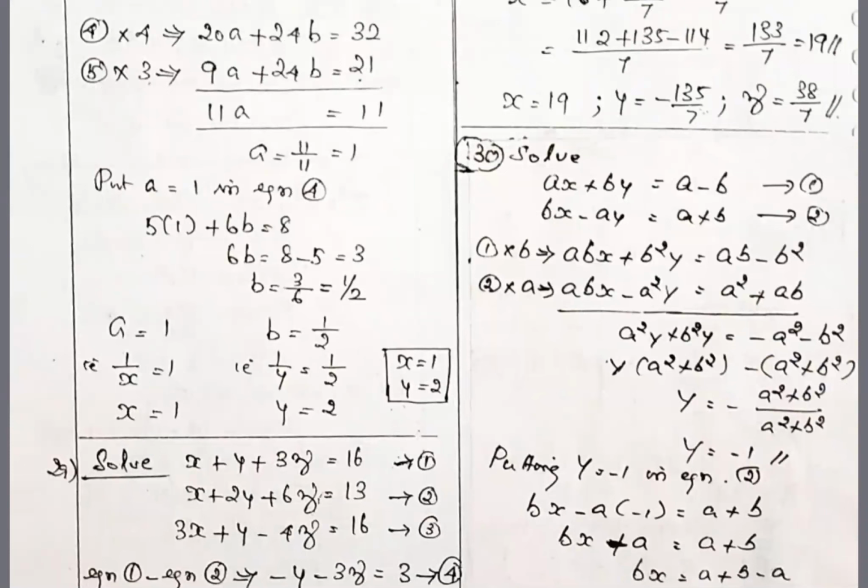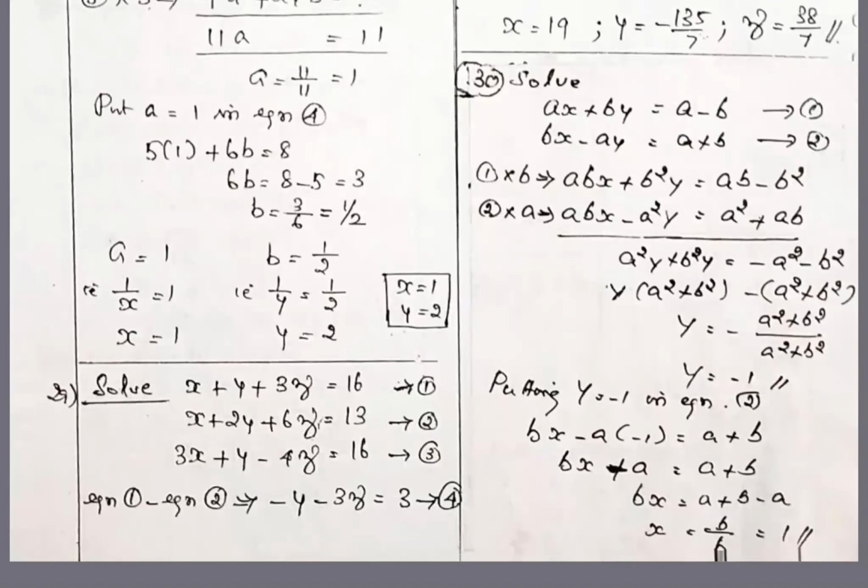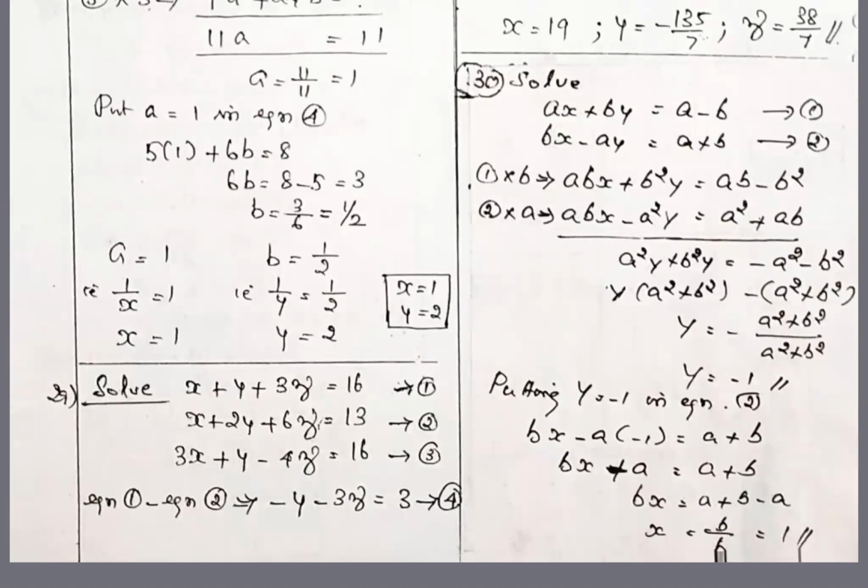So how to solve? Two unknown quantities means easy. You take any two equations, first equation and second equation. Try to cancel one letter, any letter. Here the x coefficient is the same. So equation 1 minus equation 2 gives minus y minus 3z is equal to 3. This is the fourth equation. Without x, a new equation is formed: minus y minus 3z is equal to 3. So be careful, without x, we got one equation.